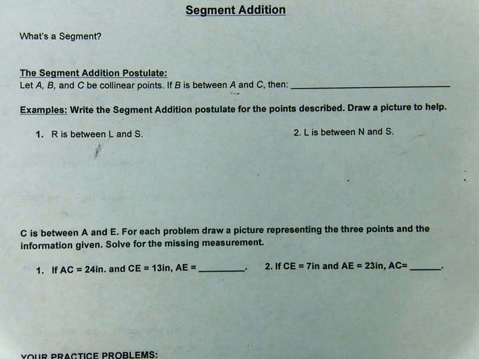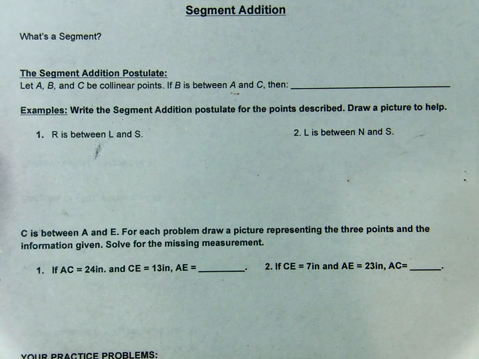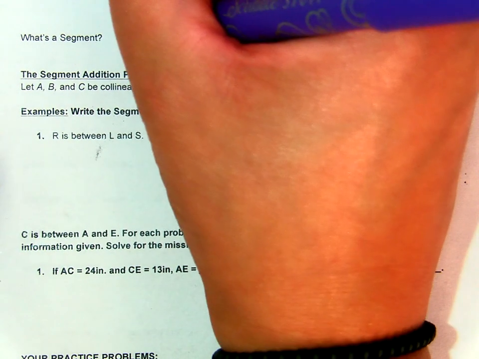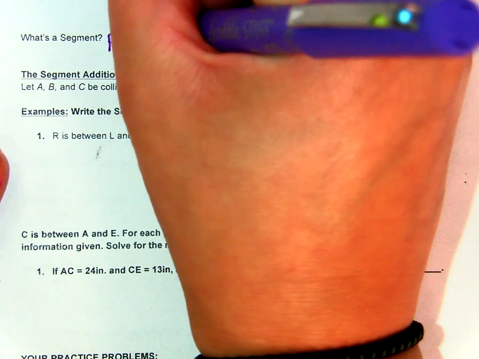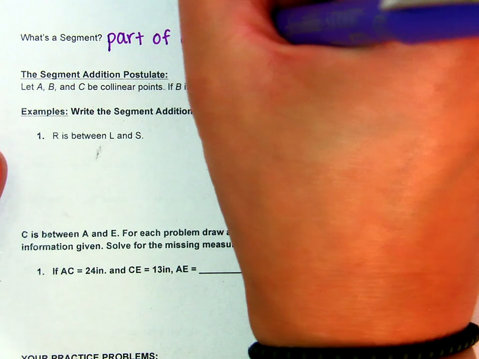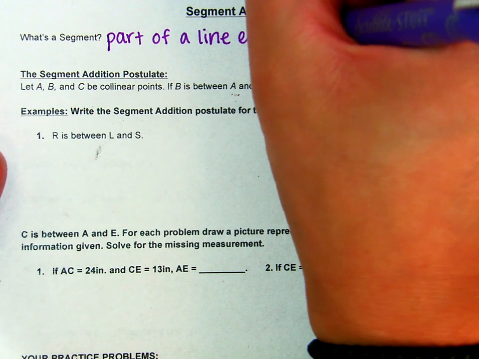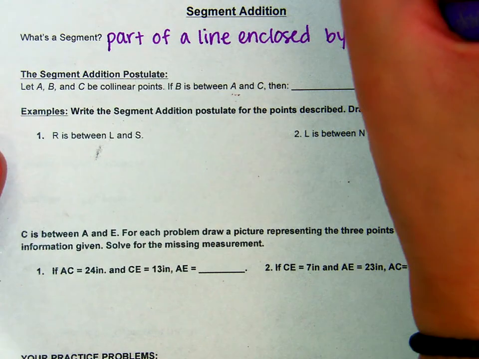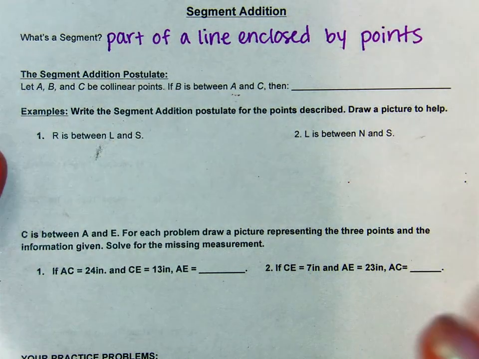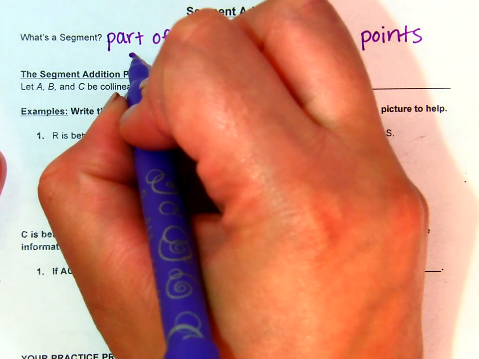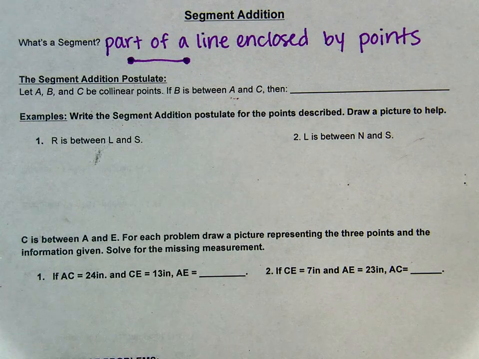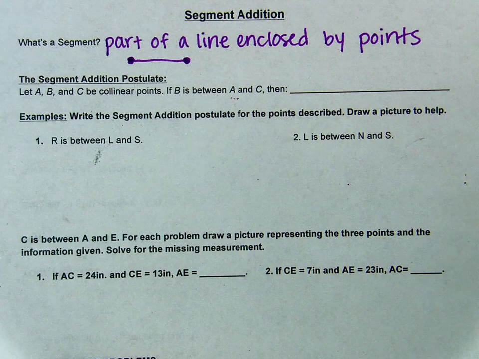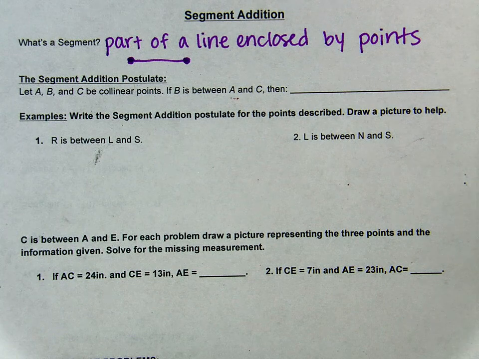First, it's important to know what a segment is. A segment is a part of a line enclosed by points. Specifically, it looks something like this. We have a point here, a line, and a point here. A segment has a starting spot and an ending spot always. It will never continue on forever and ever. It starts somewhere, it ends somewhere.